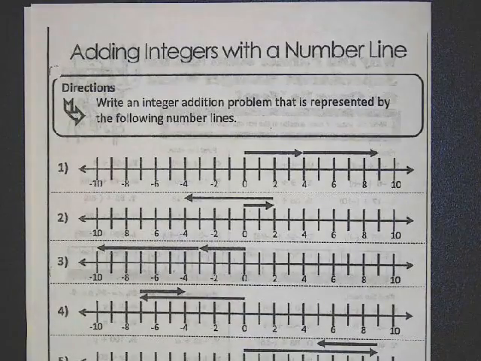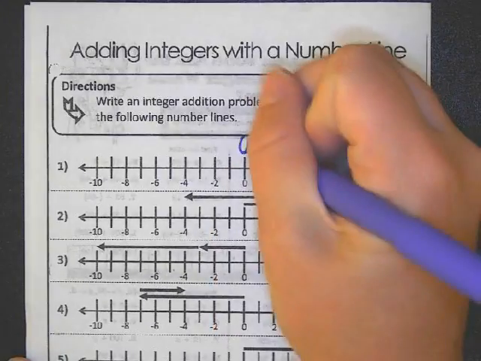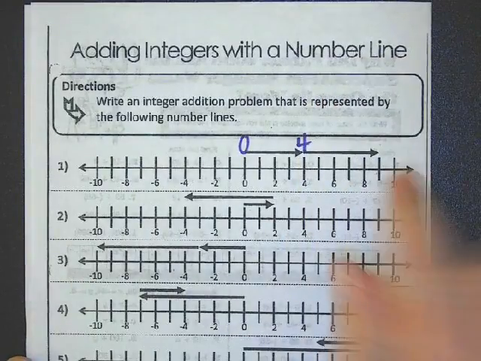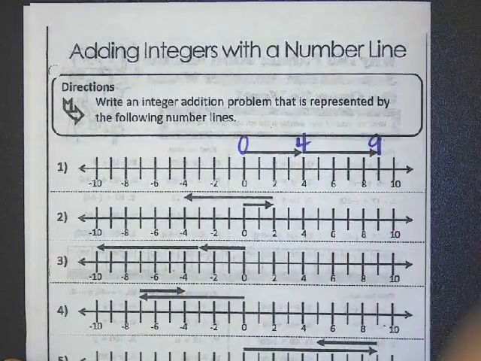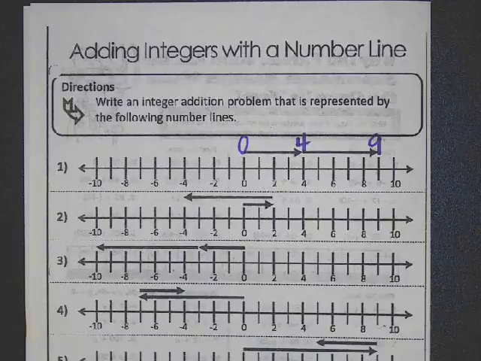Let's take a look at adding integers with a number line. Write an integer addition problem that is represented by the following number lines. So let's take a look at this first example. I see that I'm starting at 0 and I'm adding 4, and then it takes me all the way to 9. So using this thought, how can we write a number sentence using these integers?